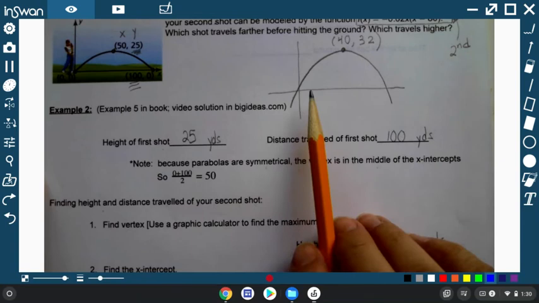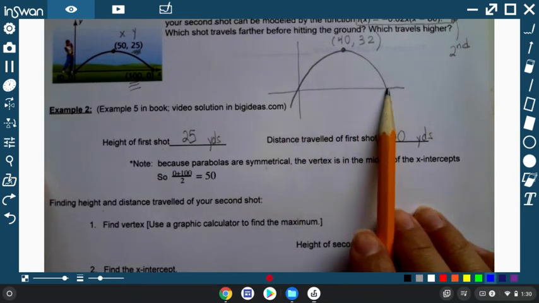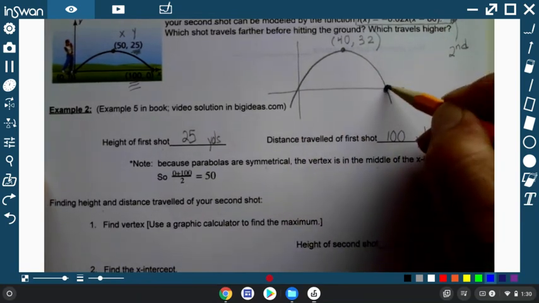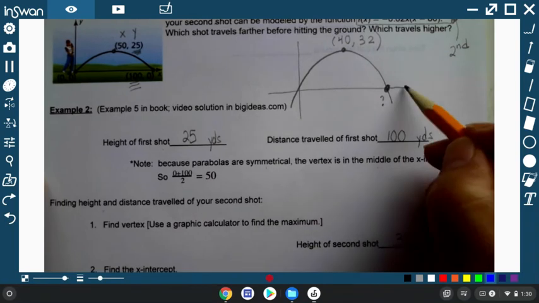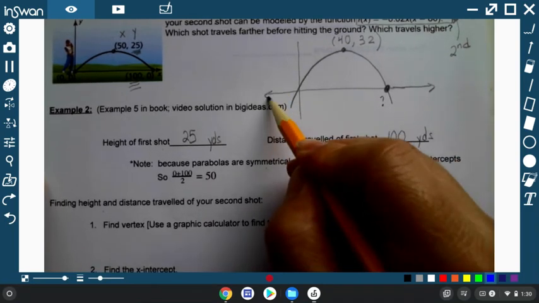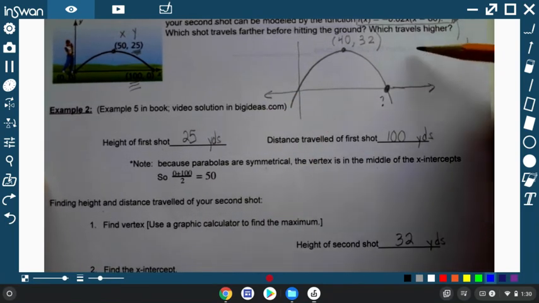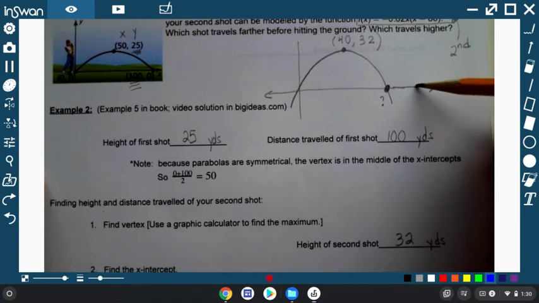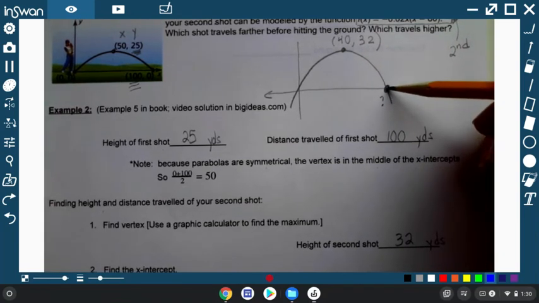We did the distance traveled of the second shot. I'll probably have to go back to Desmos for that. I want to know how far it traveled, so that's this part right here. Where did it touch the ground? We're saying that this right here is 0 height. So where does it hit the ground? It's at 0. So let's go back to Desmos and check real quick.